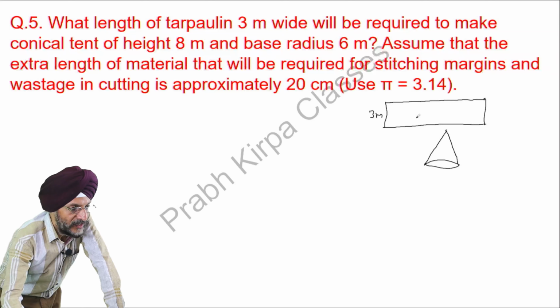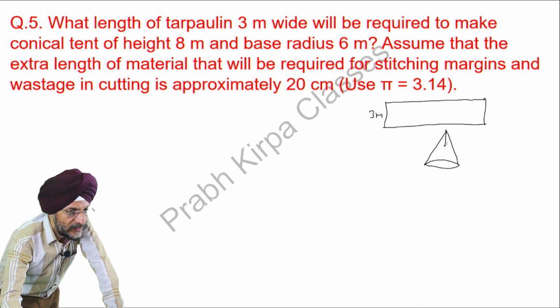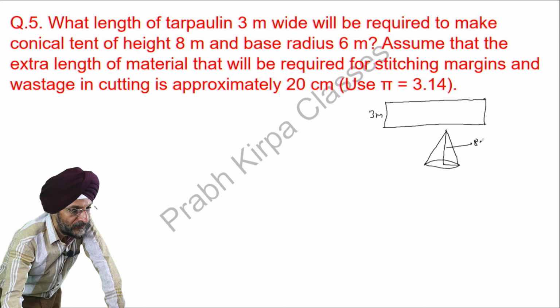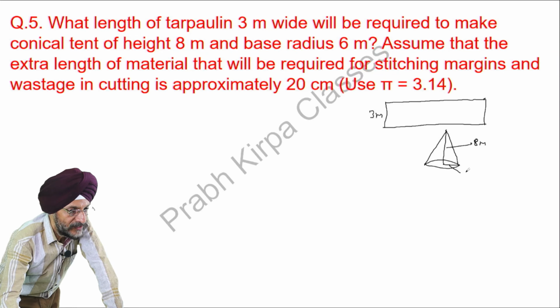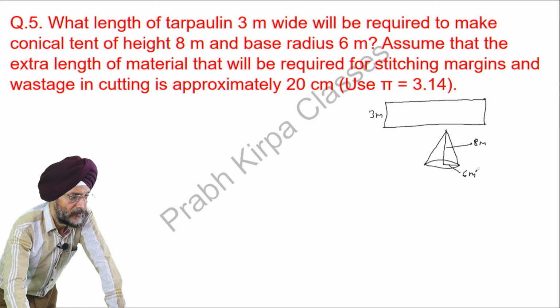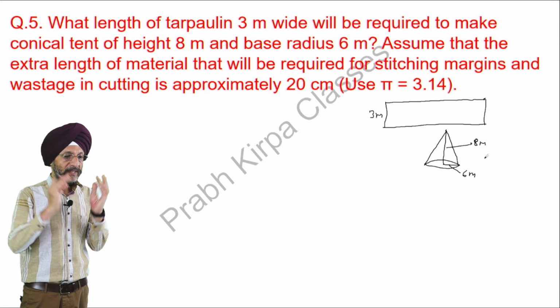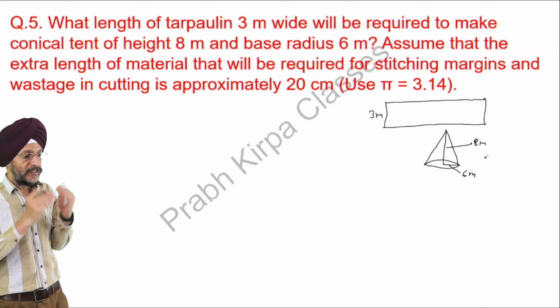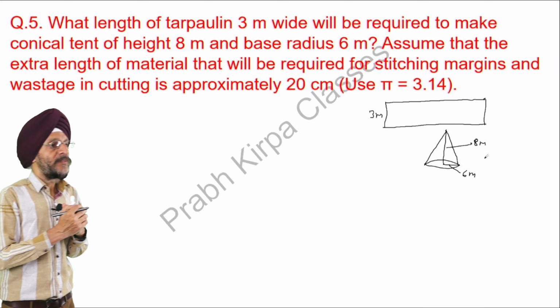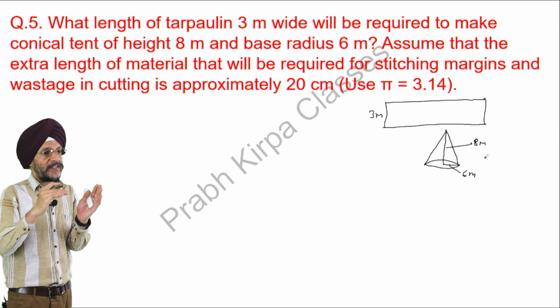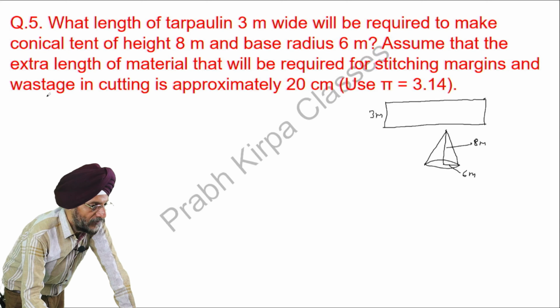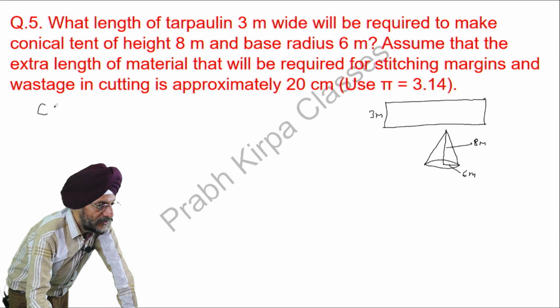This conical tent has height 8 meter. This is the height. And this part, which is the radius, is 6 meter. So now the tarpaulin is to be used for making the conical tent. That is, the tarpaulin will be used only on the slanted area of the cone, that is the curved surface area of the cone. So we will first find out the curved surface area.